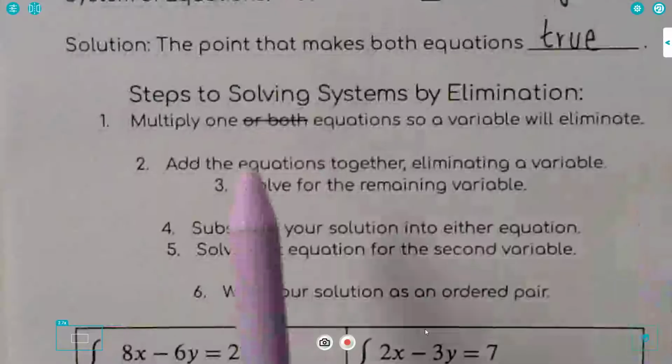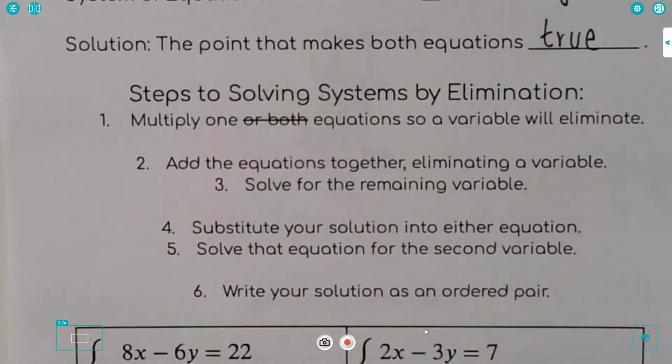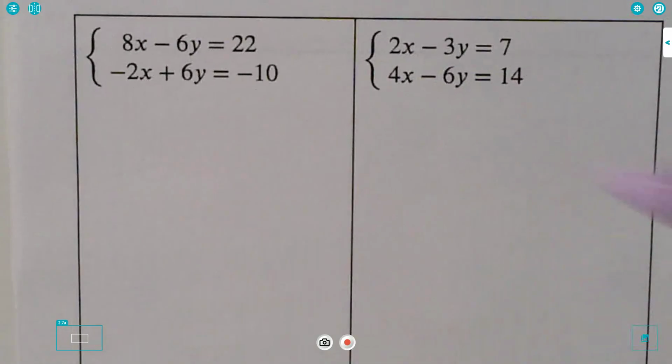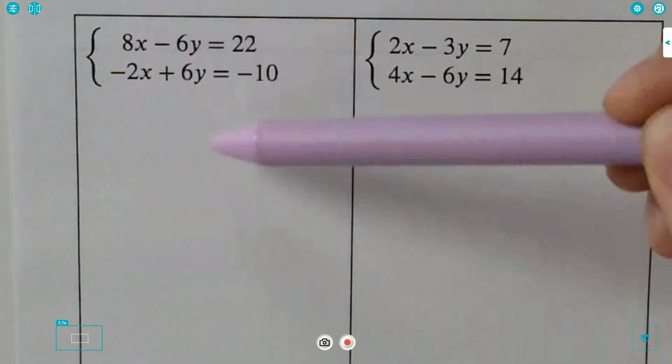So the "or both" is crossed out because on today's notes and assignment, you only have to multiply one. Tomorrow's, Thursday's notes and assignment, you're going to have to multiply both. And then on this first one, you actually have to multiply none. So moving down to our first example, we don't have to multiply anything.